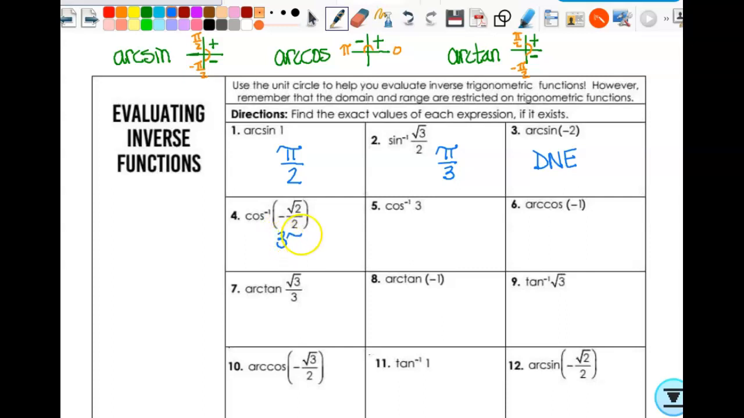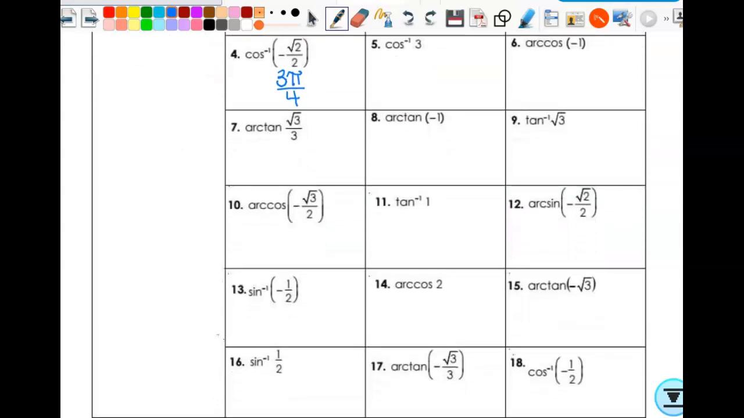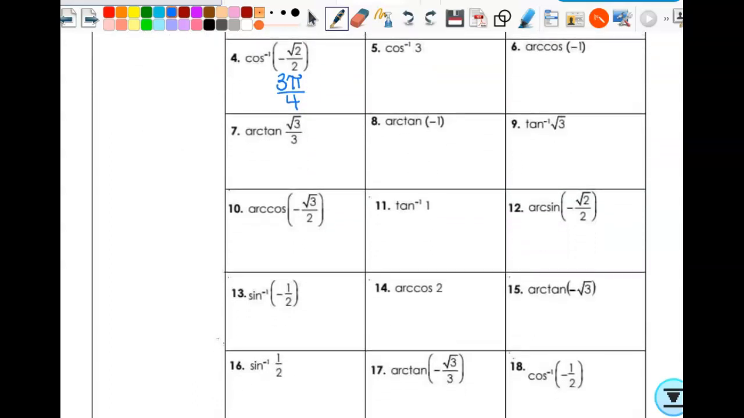And then you can always check yourself very easily by saying, what is the cosine of 3 pi fourths? Oh, guess what? It's negative square root of 2 over 2. Okay? We good? All right. Cosine inverse of 3. What's the largest cosine value you can have for any angle? 1. So what's the answer here? Does not exist.